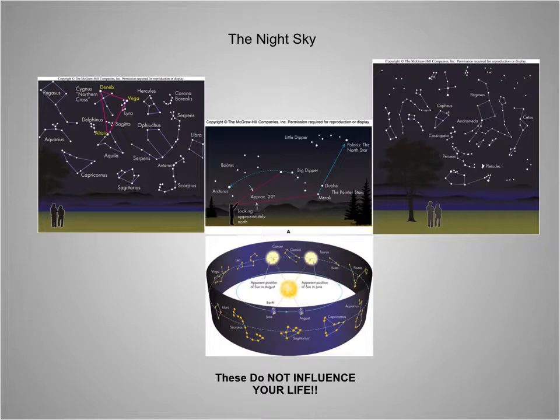And you're probably familiar with this term, zodiac. The zodiac, as astrologers use it, has to do with some idea of how these stars could possibly influence your life. And there's really no scientific reason to think that that could be possible. There's no evidence to support that.